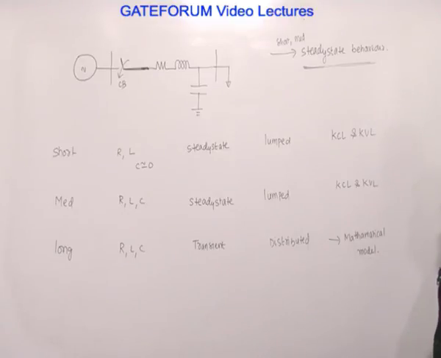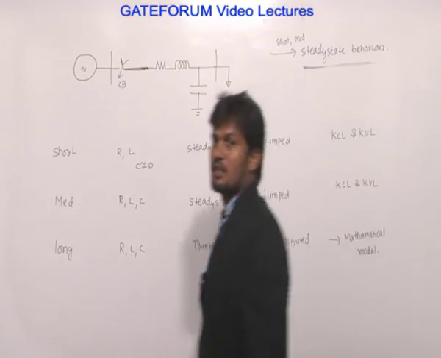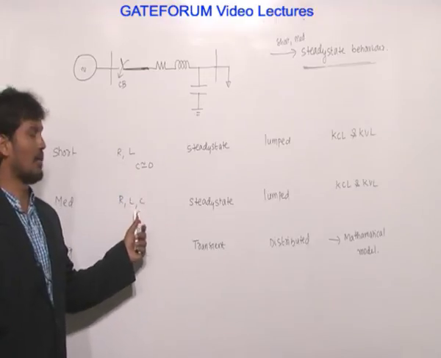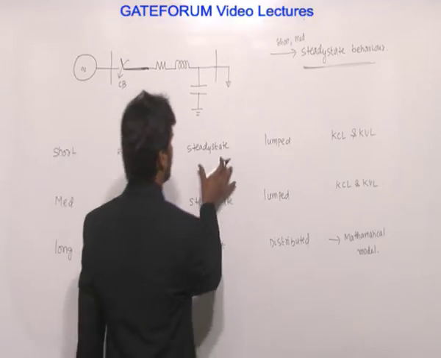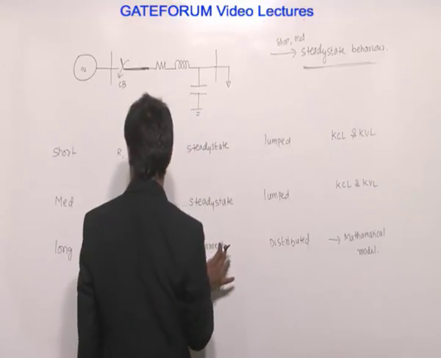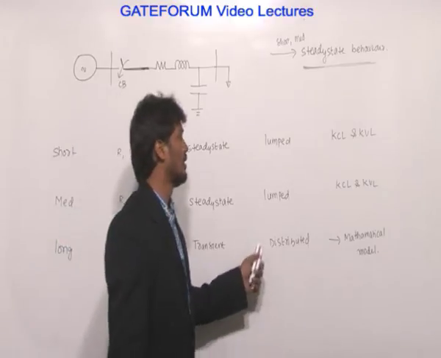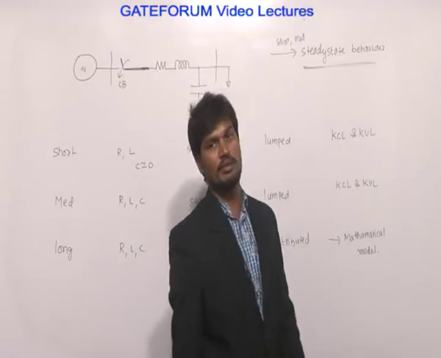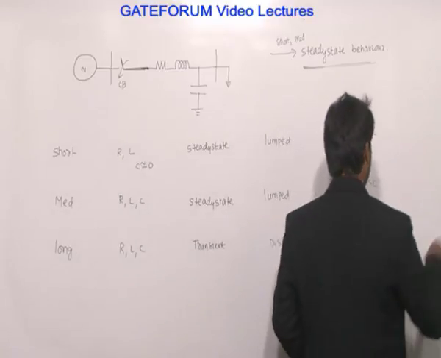Now we will see which line has more resistance, which has less resistance, which has more capacitance, and which has less capacitance. Let us come to the discussion. In the short transmission line, capacitance is neglected. In the medium line, all elements are considered. In the long line also, all elements are considered. Therefore, the short and medium lines are represented by steady state behavior. The long line is represented by transient behavior because it takes more time to charge the line due to its long length. Steady state means lumped representation, and transient means distributed representation. For lumped elements we are using KCL and KVL; for distributed we are using a mathematical model.